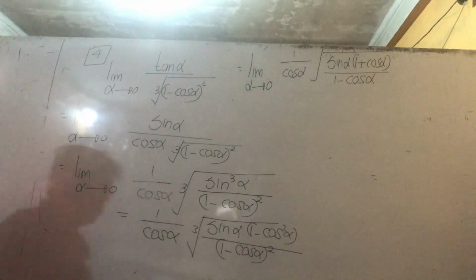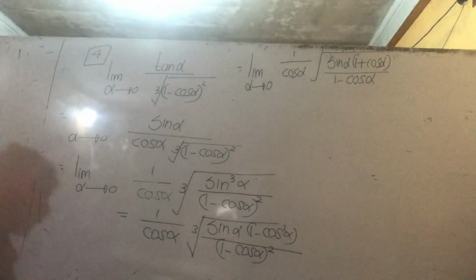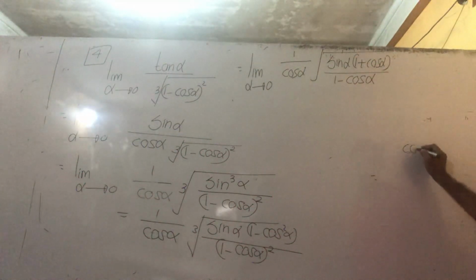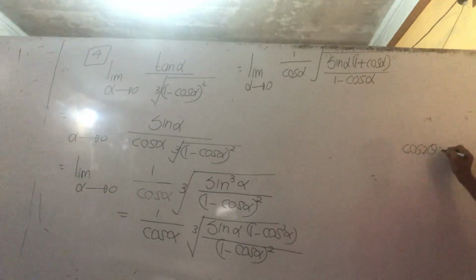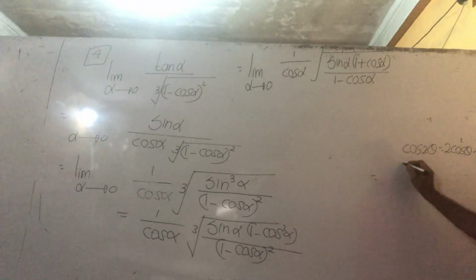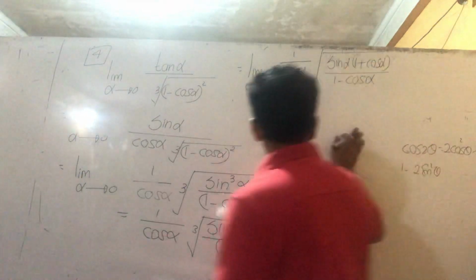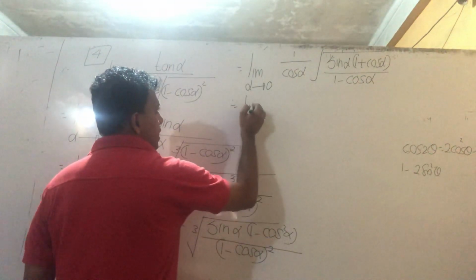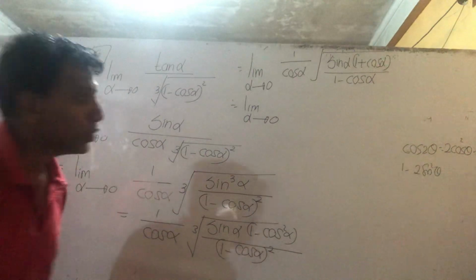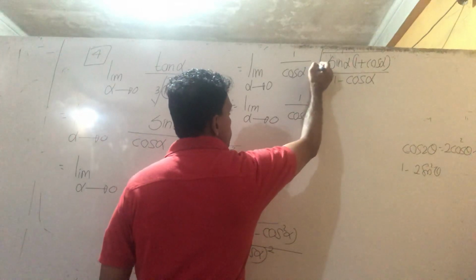So now what happens? You can change using the double angle formula, both of these. If I show once again, what is cos 2 theta? Very useful, the double angle formula: cos 2 theta is 2 cos square theta minus 1, or 1 minus 2 sine square theta. Therefore, change that way. Limit as alpha approaches 0, 1 over cos alpha, third root.